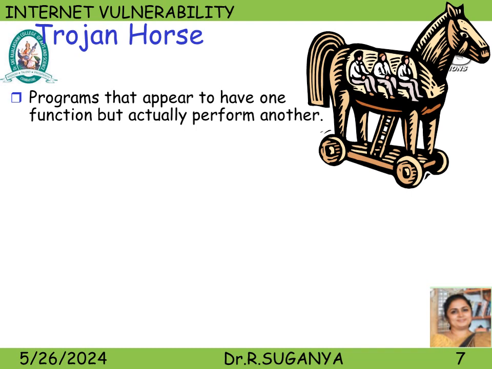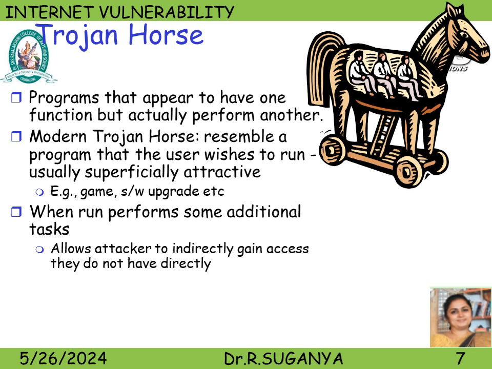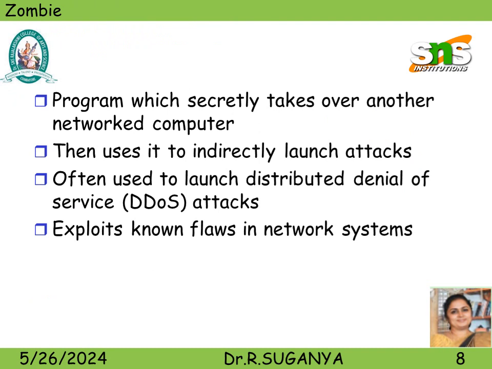Modify or delete files. Trojan horses are programs that appear to have one function but actually perform another. Modern Trojan horses resemble a program that the user wishes to run, usually superficially attractive, for example a game or software upgrade. When run, it performs some additional task. It allows the attacker to indirectly gain access they do not have directly, and is often used to propagate a virus or worm or install a backdoor. A Trojan horse is often simply used to destroy data.